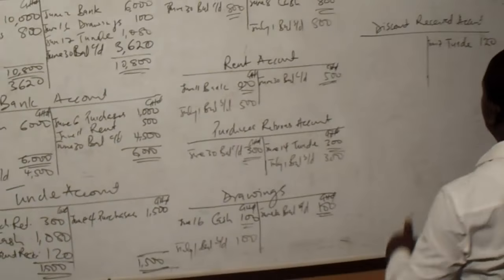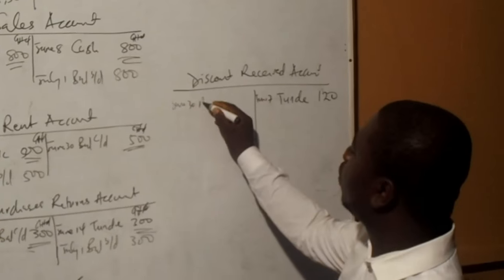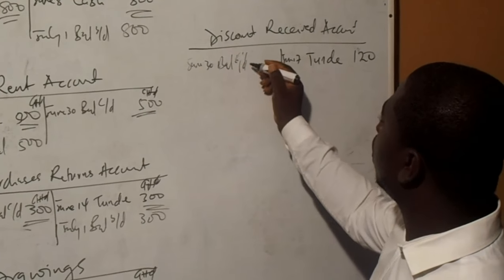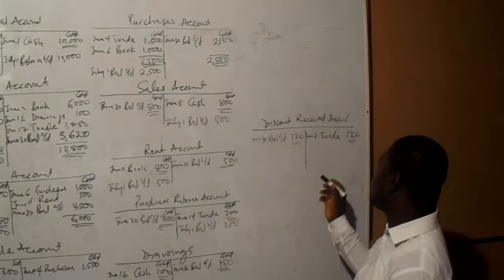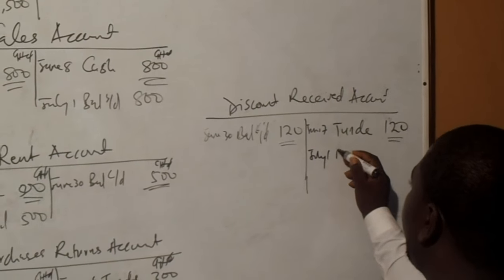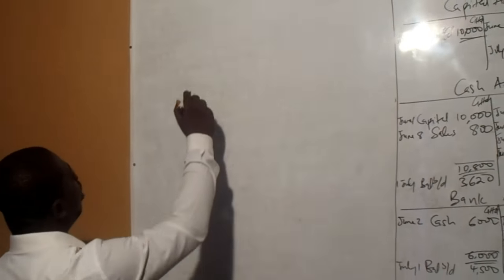Then finally we come to the discount received account. On June 30th, there is a balance carried down of 120. The discount received account is also balanced, and I bring the balance down. July 1, balance brought down 120. And then after this, I will extract the trial balance. Now look at the way I will do it.